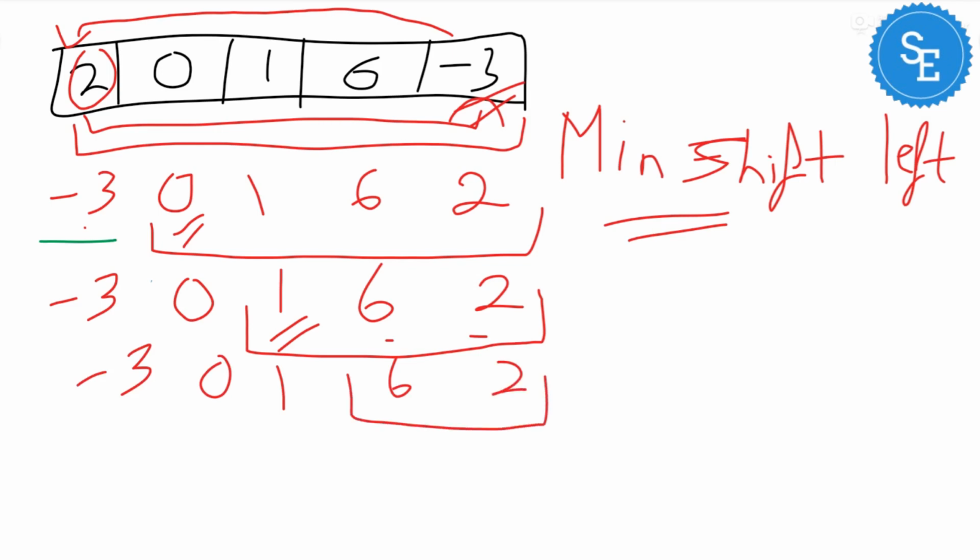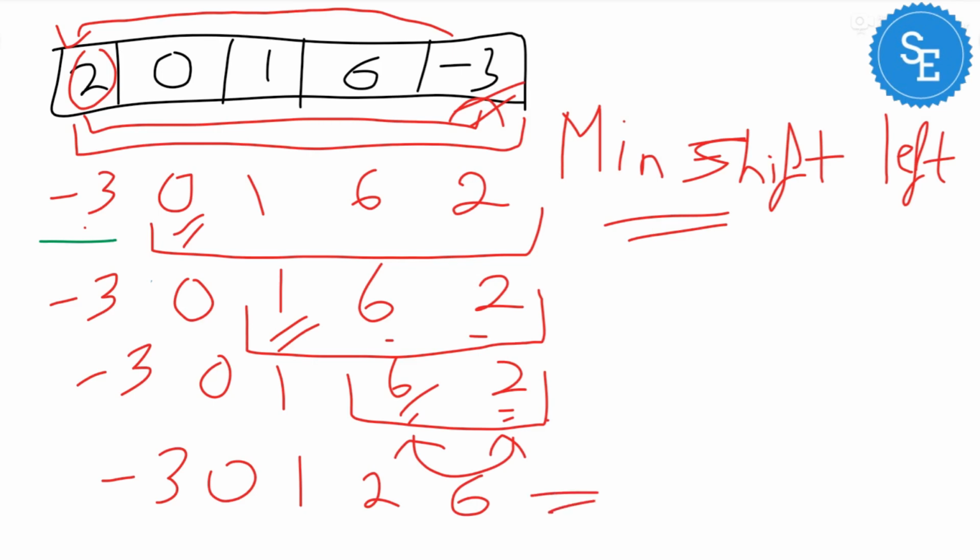And now the array is reduced to 6 and 2. We consider 6 to be the smallest, and while checking we see that 2 is smaller and our array is finished already. So there needs to be a swap. So a swap will be taking place here. So the new array will be -3, 0, 1, 2 and 6, and as you can see, this is our final result.